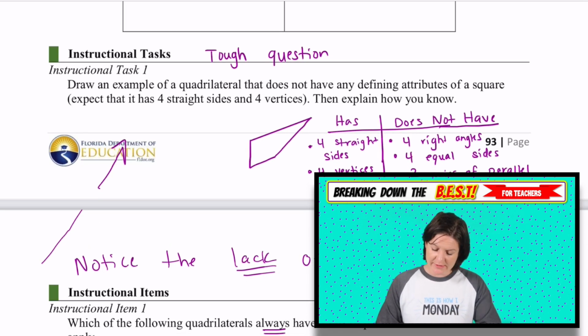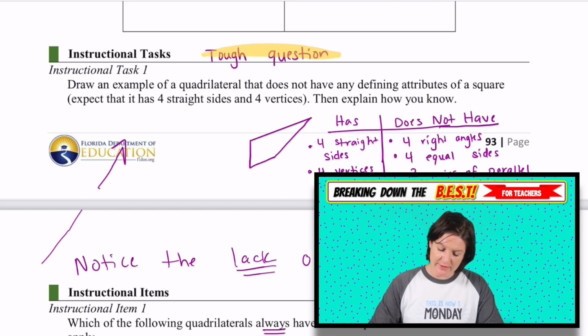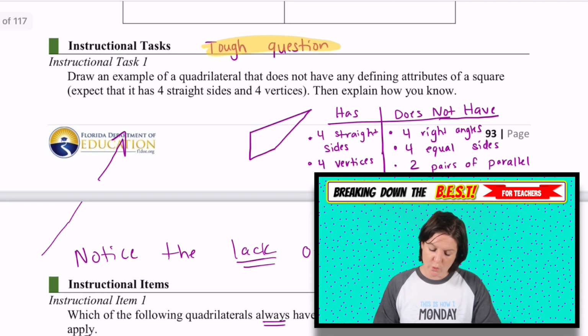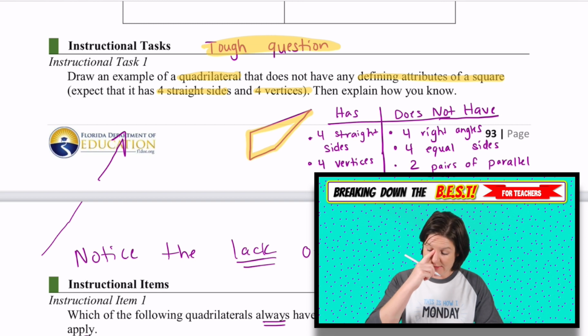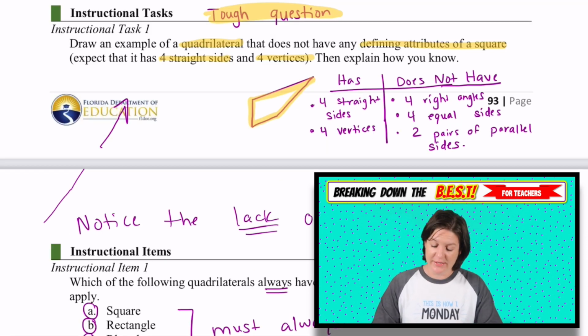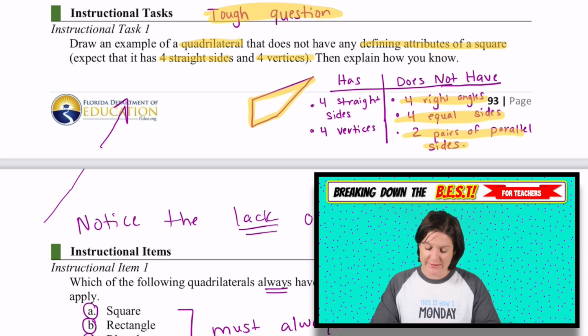Okay, here are some tasks in action. I said that this was a tough question. It says, draw an example of a quadrilateral that does not have any defining attributes of a square, except that it has 4 straight sides and 4 vertices. Then explain how you knew. So this was what I drew. I drew a figure with 1, 2, 3, 4 sides, has 4 straight sides and 4 vertices, but it does not have 4 right angles, 4 equal sides, or 2 pairs of parallel sides. So it is definitely not having the same attributes as a square.